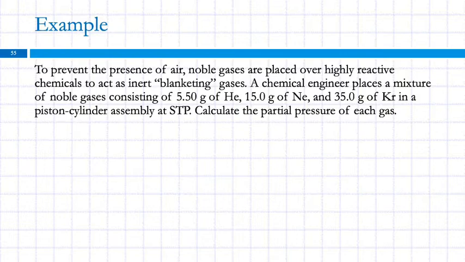Some chemicals are highly reactive with air, and if they're exposed to air, they're going to undergo reactions, so you can't store them that way. To prevent the presence of air, noble gases are placed over highly reactive chemicals to act as inert blanketing gases. A chemical engineer places a mixture of noble gases consisting of 5.5 grams of helium, 15 grams of neon, and 35 grams of krypton in a piston cylinder assembly at STP. Calculate the partial pressure of each gas.